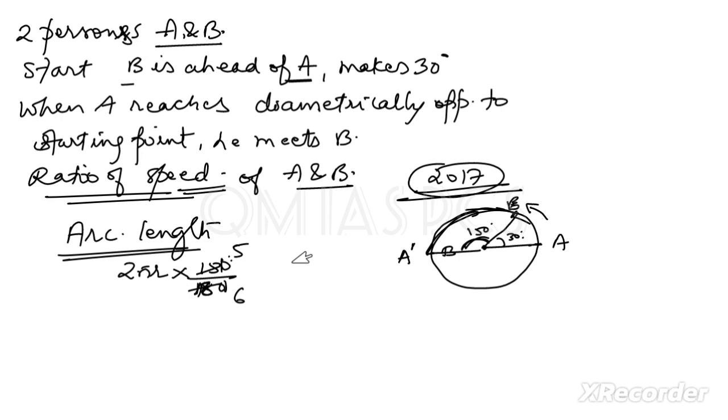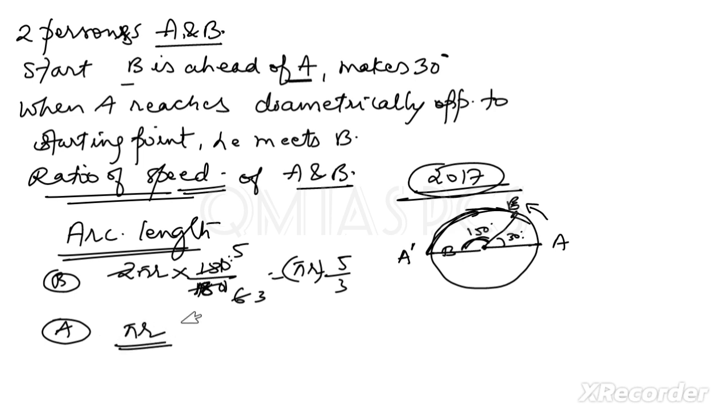Now the value of r is not given. We don't need that also. Just write it like pi r 5 by 3. Okay, now this is for B. For A, what is the value? Simply pi r. Circumference is 2 pi r and half the circumference is pi r, so we can write pi r. This is the distance traveled by A.